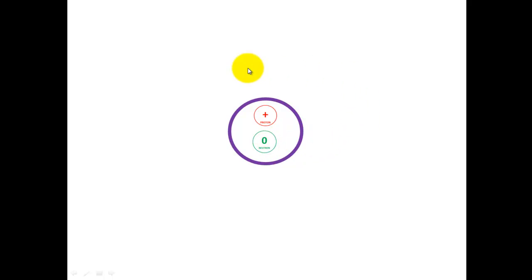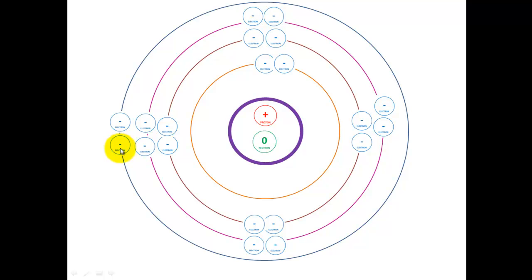Around the outside of the nucleus, we have negatively charged particles that are called electrons. Positive protons, neutral neutrons, and negatively charged electrons. Be very careful. Neutrons are not negative, electrons are negative. Neutrons are neutral, electrons are negative. Electrons are very small particles, tiny, tiny small particles, whereas protons and neutrons are a little bit bigger.